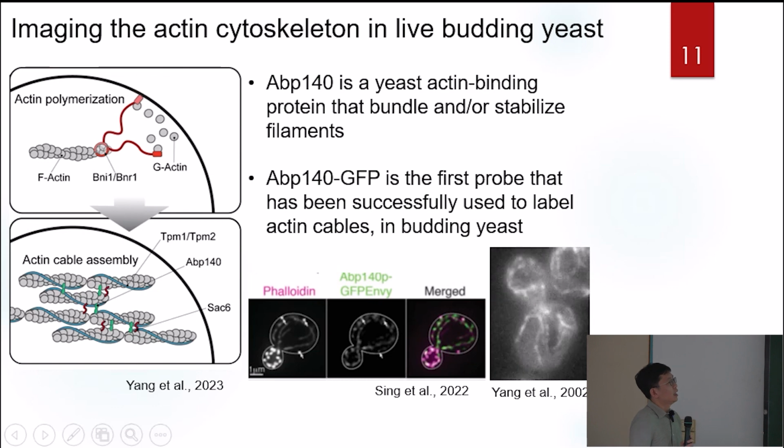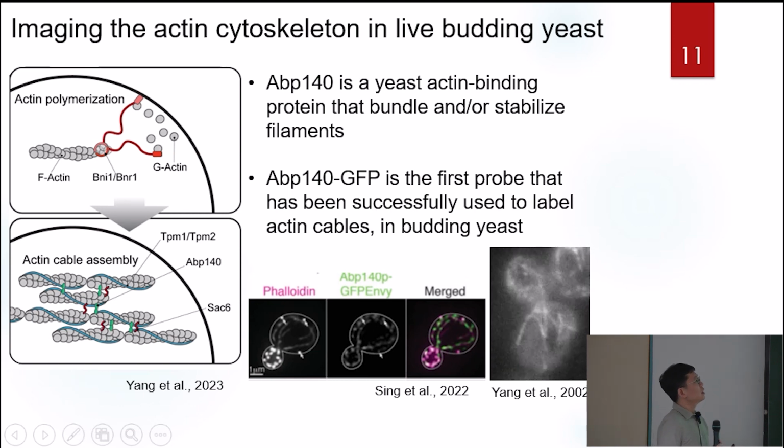Okay. And that's why people start to think, okay, we cannot directly fuse a fluorescent protein to actin. It affects the function. And using the small molecules also affects the dynamics a lot. So people start to think we can fuse the fluorescent protein to an actin binding protein, so they won't affect the actin polymerization and the dynamics.